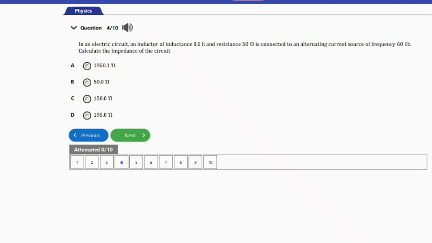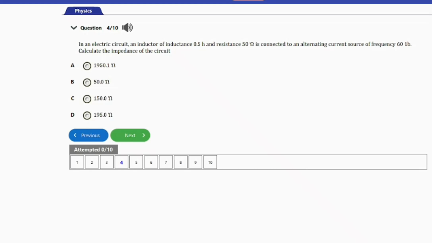So guys, the next question we have here is question number 4. It says, in an electric circuit, an inductor of inductance 0.5 H and resistance 50 ohms is connected to an alternating current source of frequency 60 Hz. Calculate the impedance of this circuit.